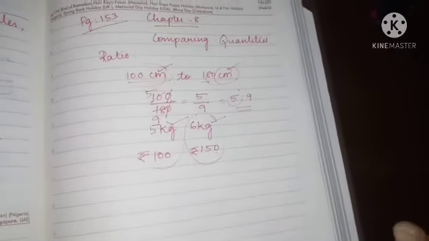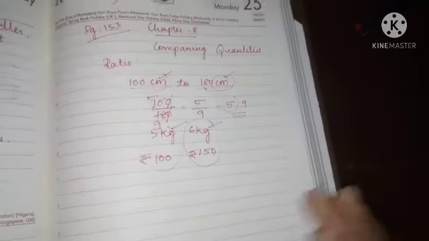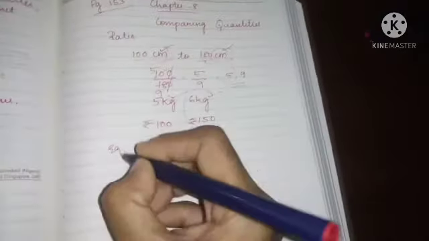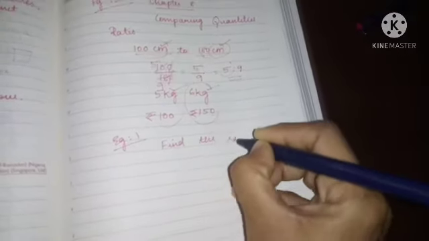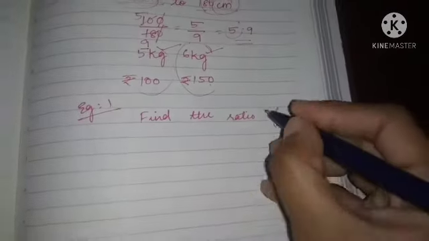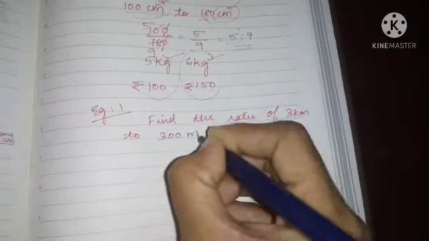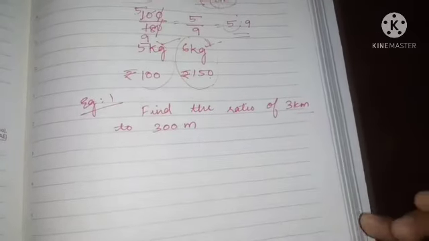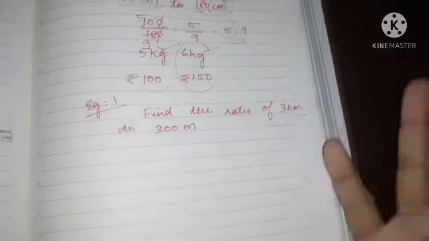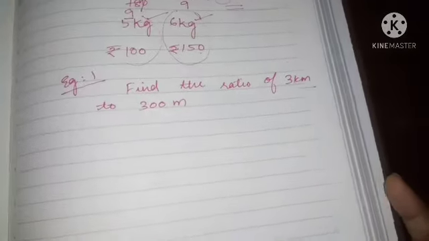So that is what they have said. When you compare two quantities, the units must be the same. There is an example one given. Find the ratio of 3 kilometer to 300 meter. We should find the ratio of 3 kilometer to 300 meter. But both are in different units. You have to convert either kilometer to meter or meter to kilometer.